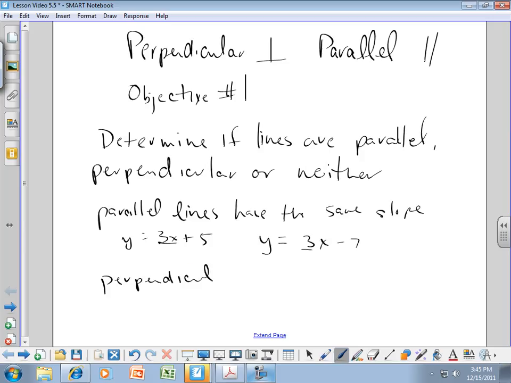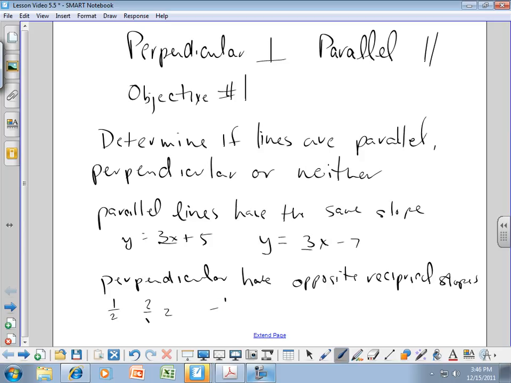Perpendicular lines have opposite reciprocal slopes. Ooh, opposite reciprocals. Well, I know what opposite means. Opposite means going from positive to negative or negative to positive. What does reciprocal mean? Reciprocal means flipping. What's the reciprocal of 1/2? 2 over 1 or 2.